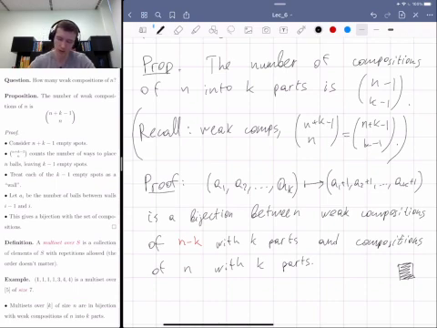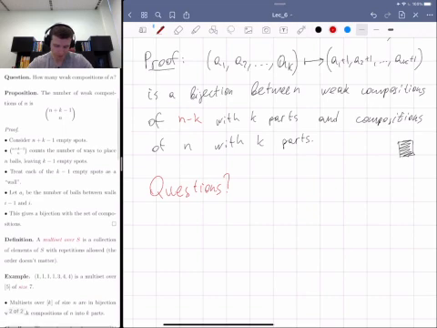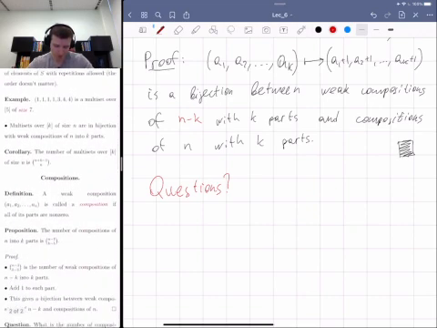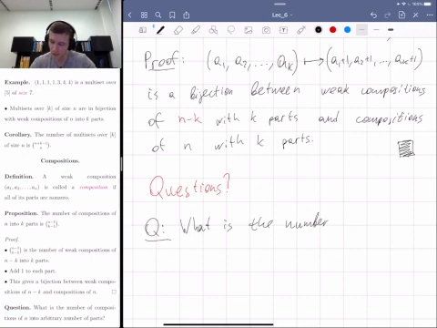Any questions so far? Okay. Let me ask a slightly more complicated question. What is the number of compositions of n into an arbitrary number of parts?